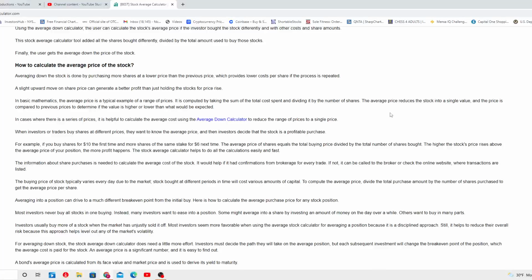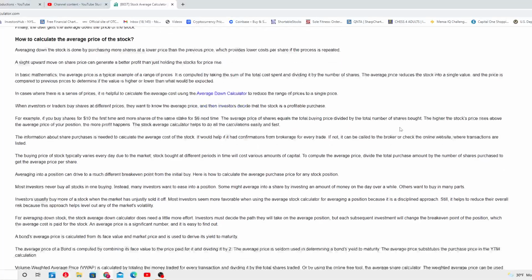Averaging into a position can drive to a much different break-even point from the initial buy. Here's how to calculate the average purchase price for any stock position. Most investors never buy all the stocks in one buying. Instead, many investors want to ease into the position. Some might average into a share by investing an amount of money on the day over a while. Others want to buy in many parts, which is really smart.